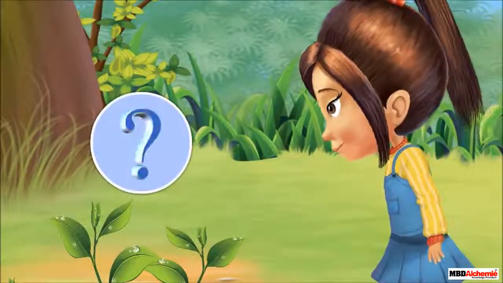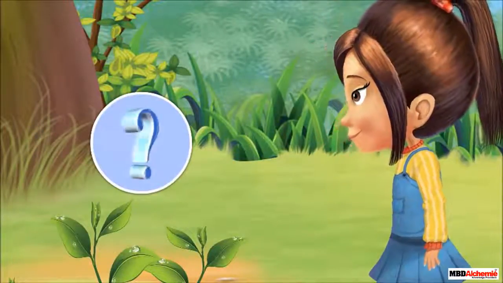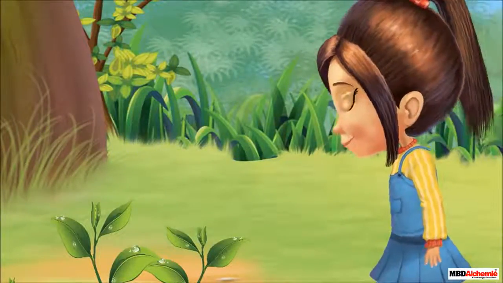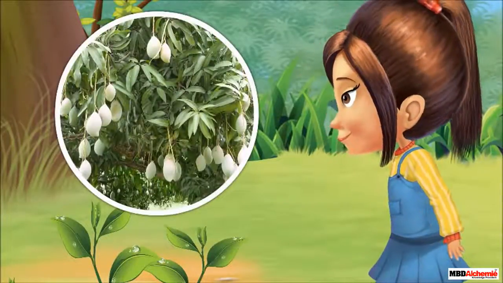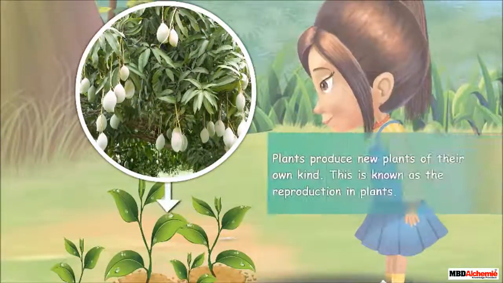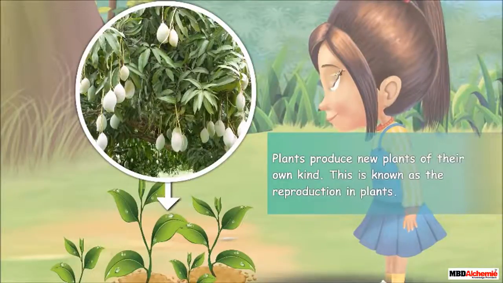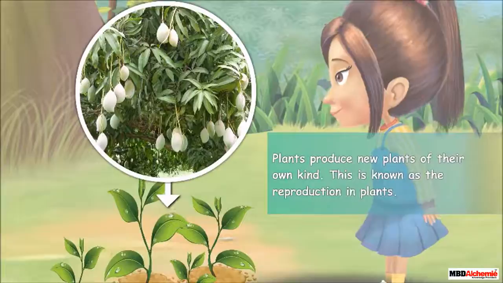Have you ever wondered where these small plants come from? Well, they actually come from big trees of the same kind. The plants produce new plants of their own kind. This is known as the reproduction in plants.